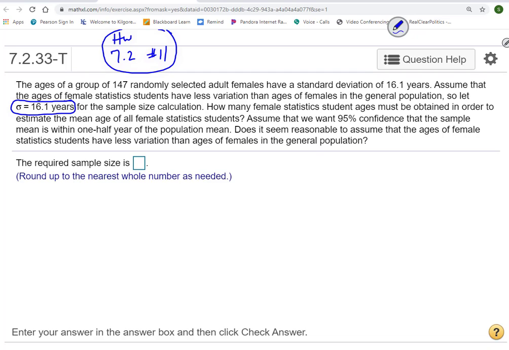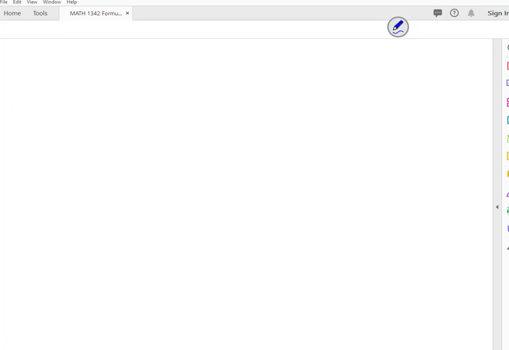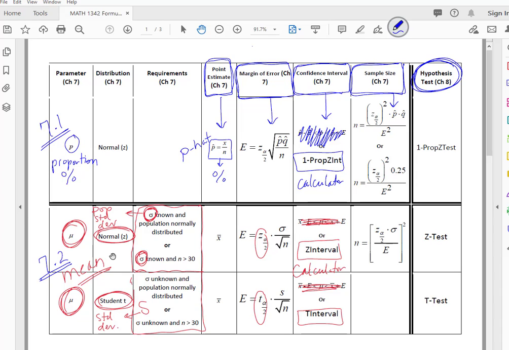So the question here says how many. That is another way to ask the required sample size, which it does down there in the question. Remember, we're talking about the sample mean of ages. When you look at your formula chart, remember that mean is down here, and you don't have to decide Z or T because the sample size already has just one formula.